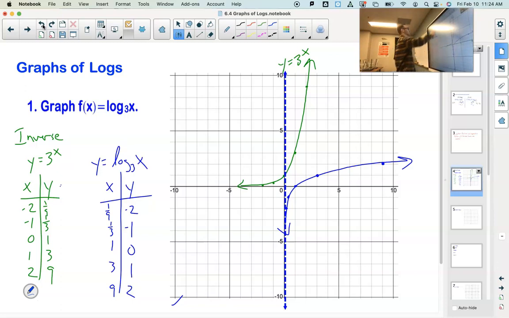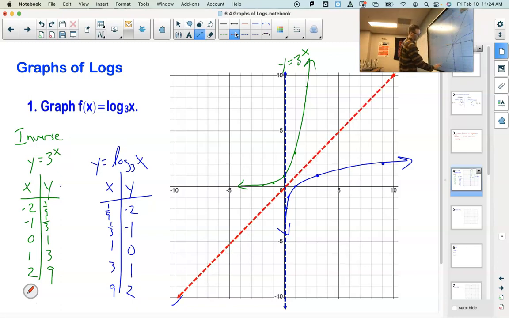I should also mention this, I haven't mentioned this yet. Hey, we talked about it before. Remember how the inverses should be reflections over the line y equals x? Are they? Absolutely. Yeah, looks good.